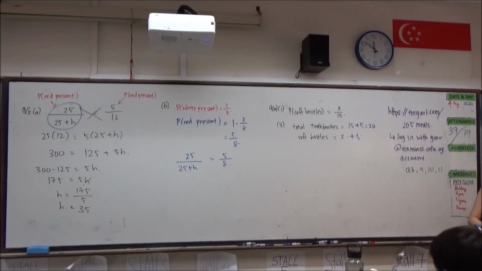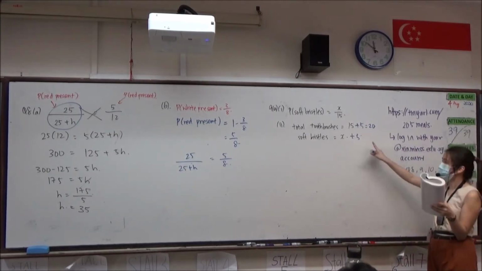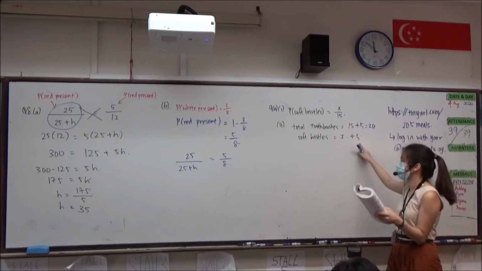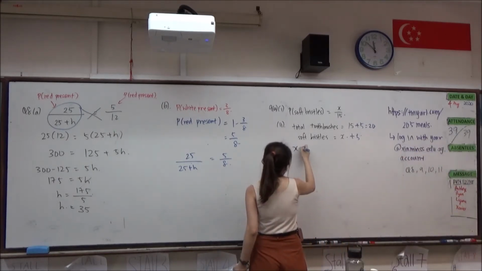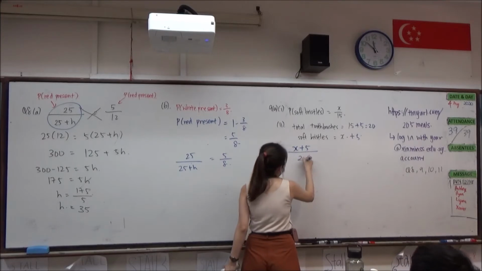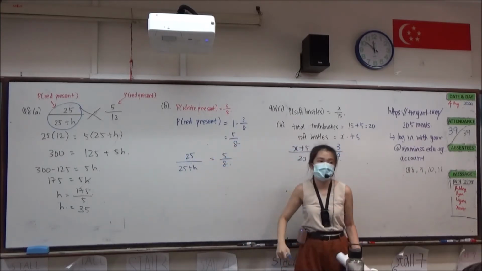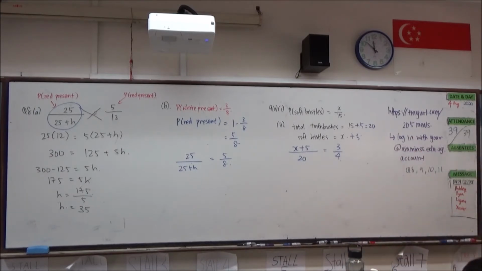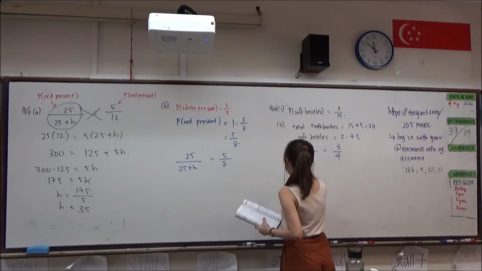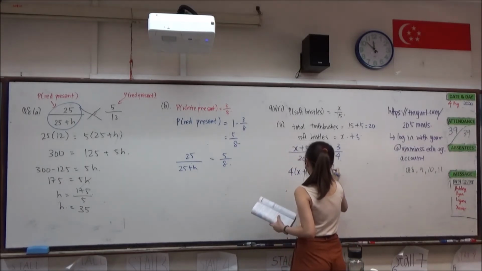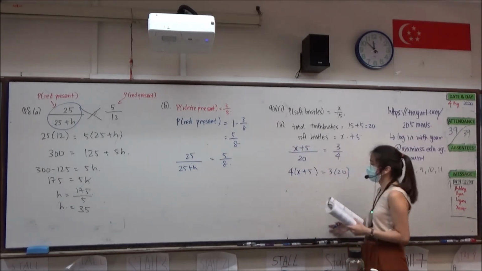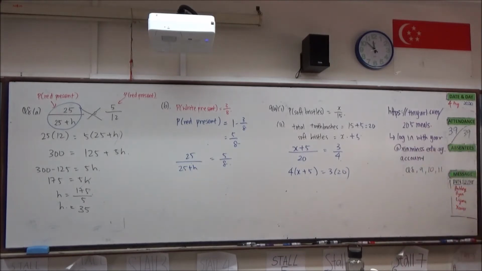And then the question now says that the probability of drawing a soft bristle is 3/4. So X plus 5 over 20 is equal to 3/4, just like how we did in question 8. Then we cross multiply and solve for the value of X. So I'll leave the solving to you.